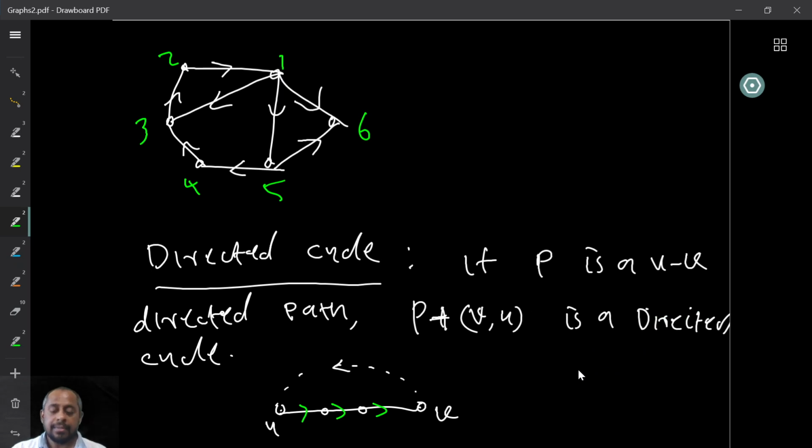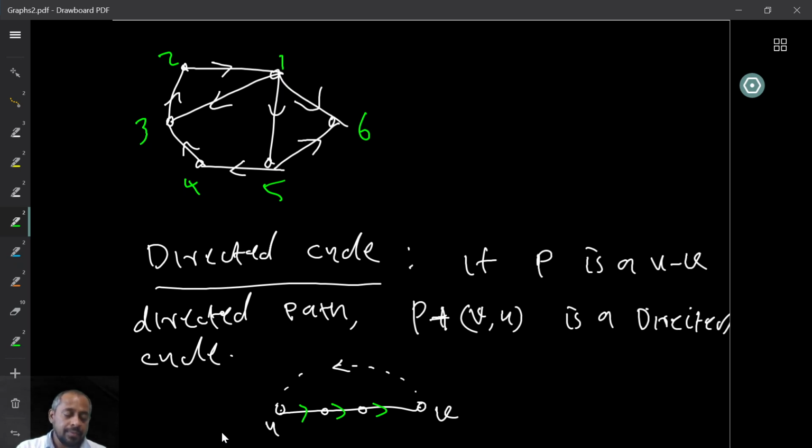Now, a directed cycle is, as in the previous case, if there is a u-v walk or a u-v path, you add the arc v to u, because u to v we are going, and then you have to go from v back to u. Then this cycle that we obtain is a directed cycle.